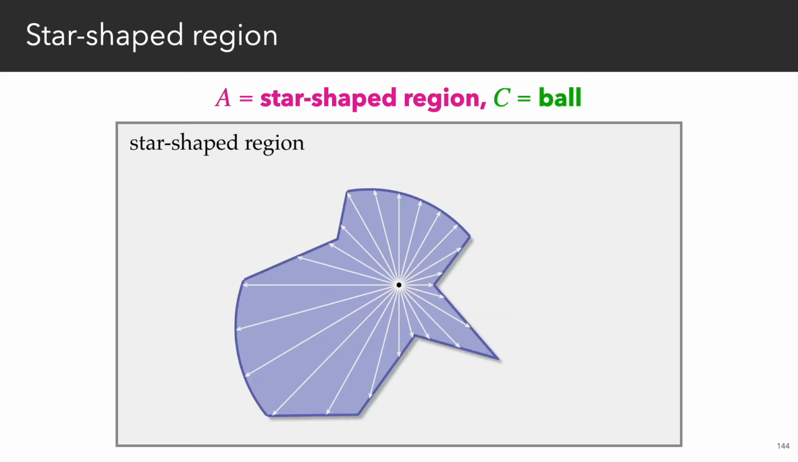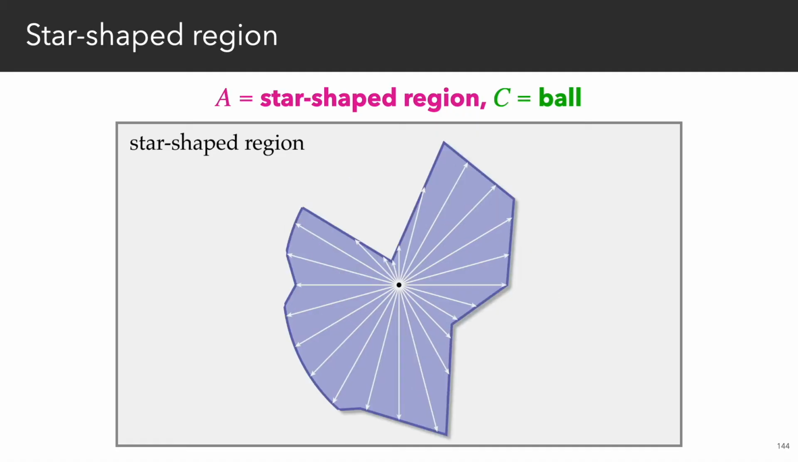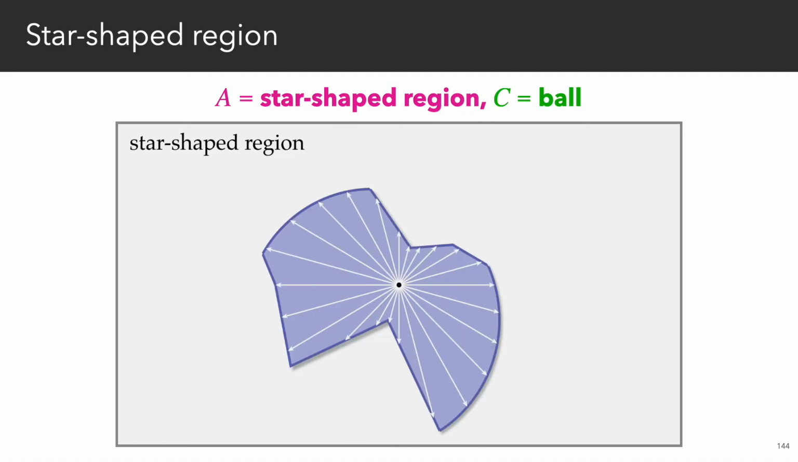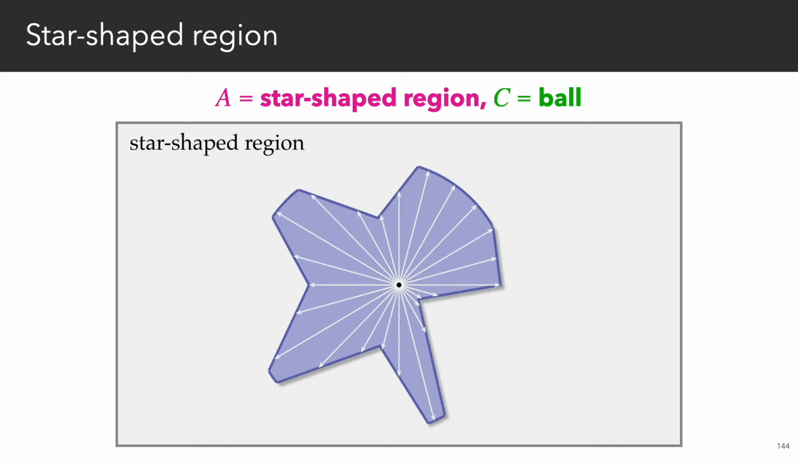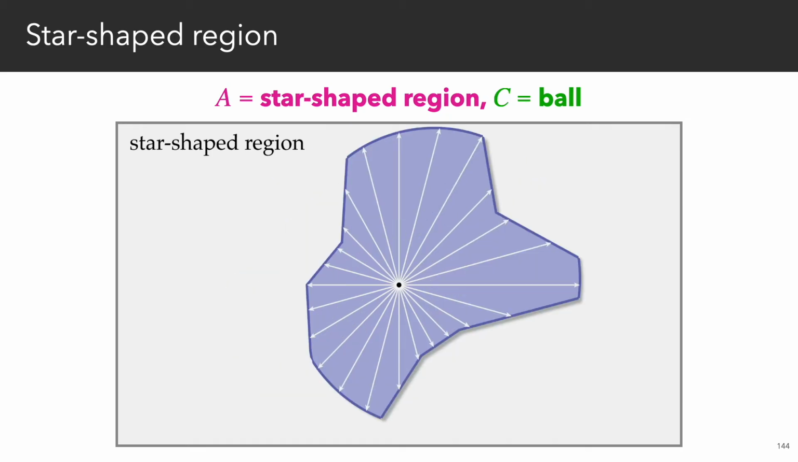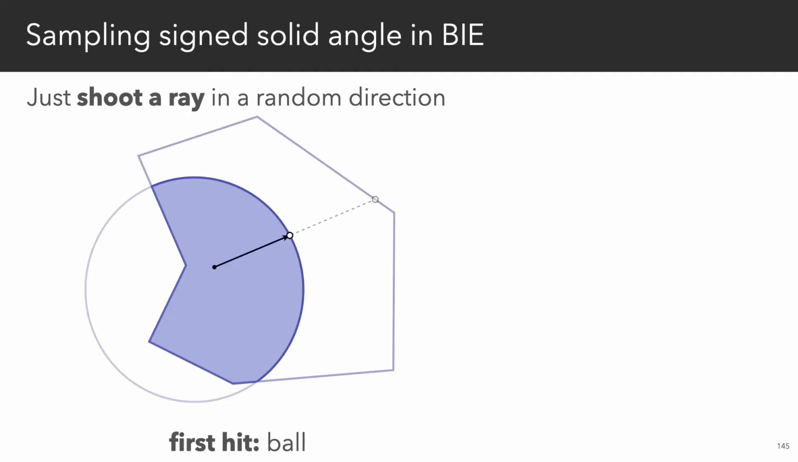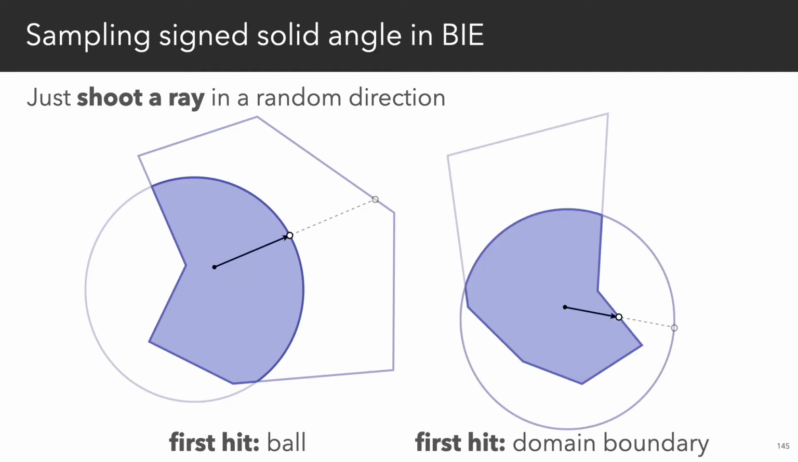So we're instead going to let A be a star-shaped region, meaning a region where every boundary point can be seen by the center point x. And because this region is always visible by construction, we'll only ever have one intersection with the boundary if we sample according to solid angle, irrespective of whether we hit a part of the ball or a part of the boundary inside the ball, which is really nice.